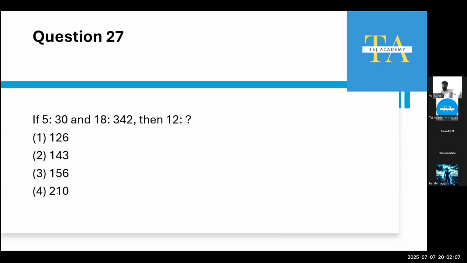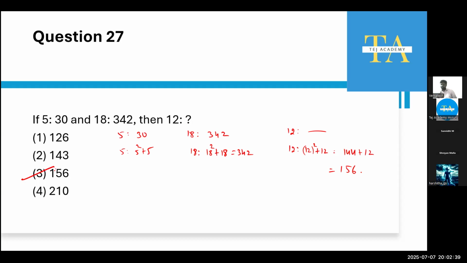Next, 27th one. 5:30. So 5 square plus 5, then only we'll get the 30. Similarly, 18:342. So 18 square plus 18, we'll get 342. So then 12: 12 square plus 12, so 144 plus 12. So how much? 156. So option 3 is the correct answer. Clear?